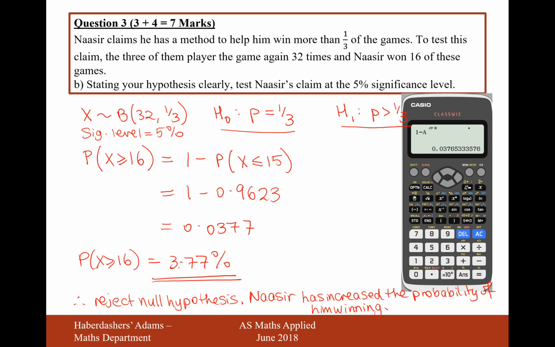Yes, you're either going to reject the null hypothesis or accept the null hypothesis. In this case, we're rejecting the idea that the probability is still a third, so therefore we now think that the probability has increased, or Nazir has increased the probability of him winning. So there we are, that's the answer for question 3 there, worth 7 marks in total. Let's now move on to question 4.